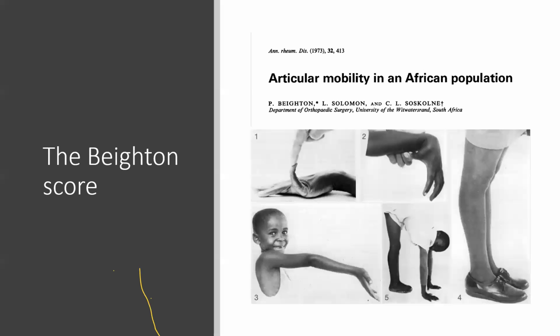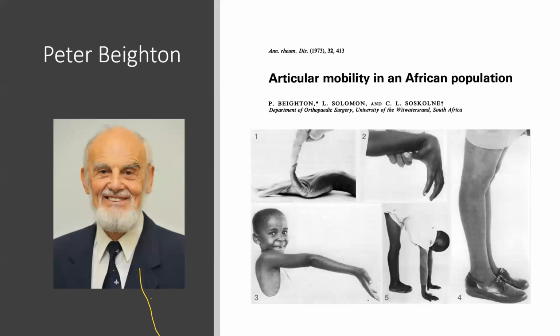So interestingly, the Beighton score was developed, according to this paper published by Peter Beighton in the 70s in South Africa. And many of you from UCT may actually know him. I see I drew a line on this presentation. I have no idea how to take it out.